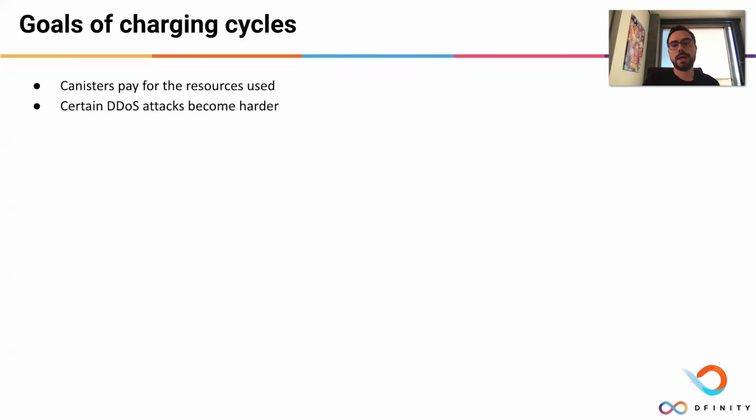A secondary goal here is that by adding some fee on these actions, we can actually make some DoS attacks harder and thus make the system more robust. So, for example, by adding some cost to storing data on the computer, one canister cannot easily take over the whole subnet capacity. And that's important because this way we can avoid noisy neighbor problems where a canister takes over an entire subnet and other canisters cannot really work efficiently or even at all.